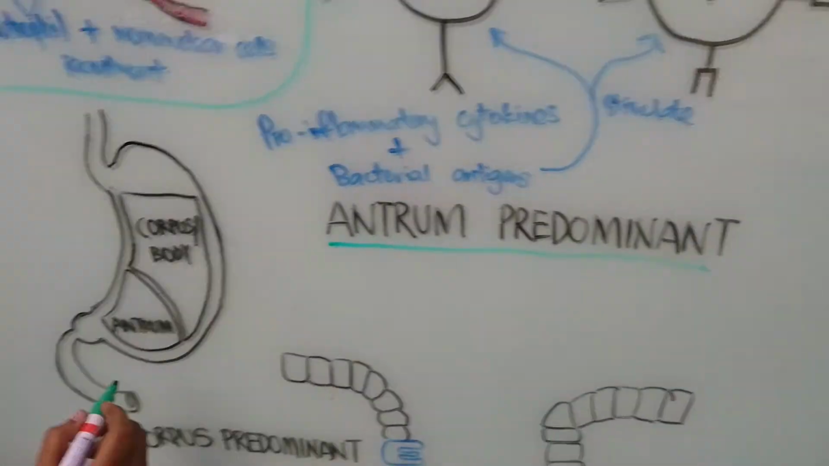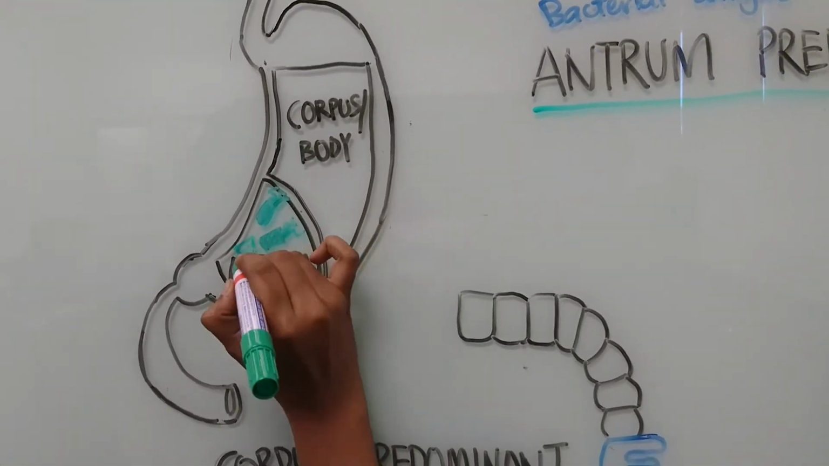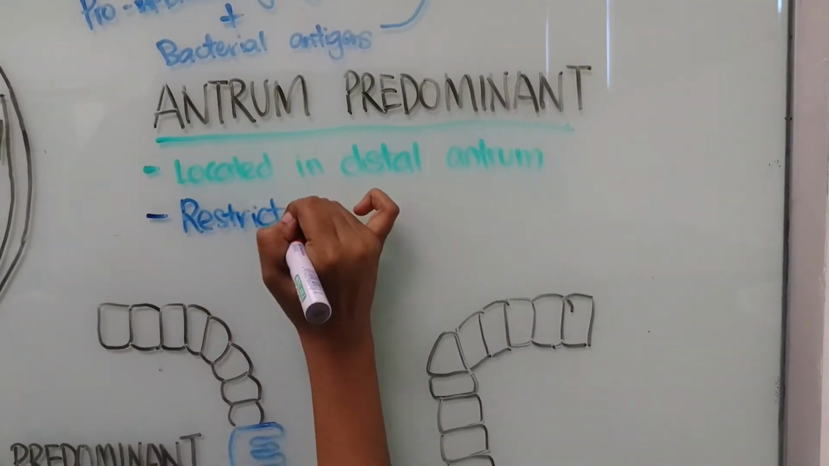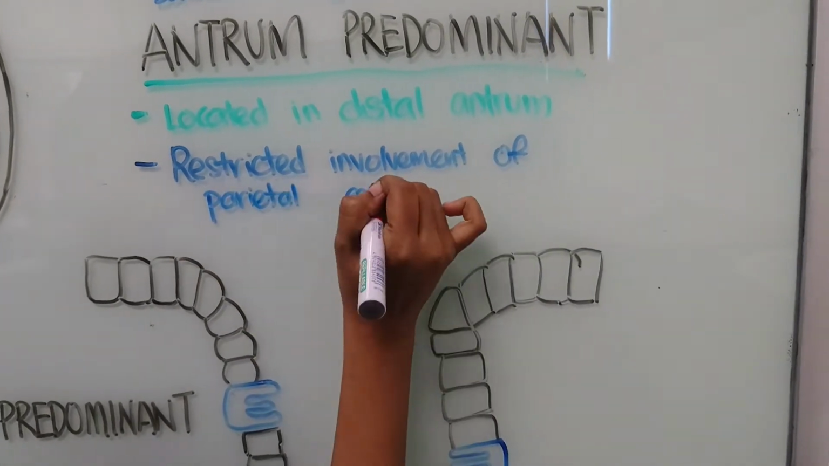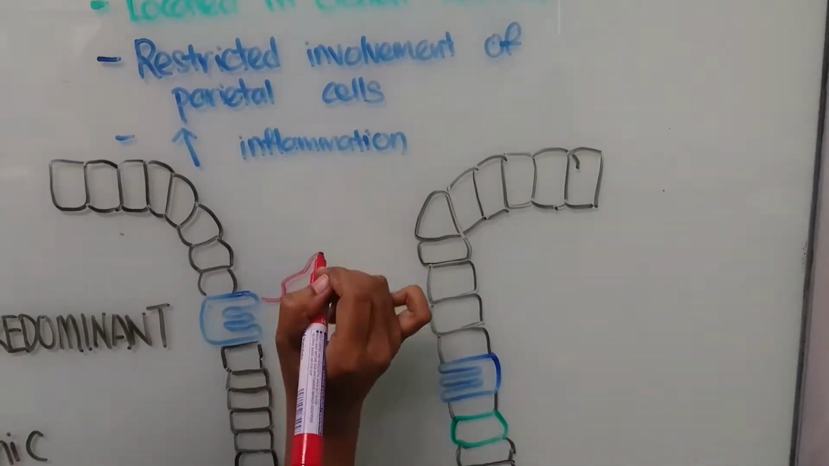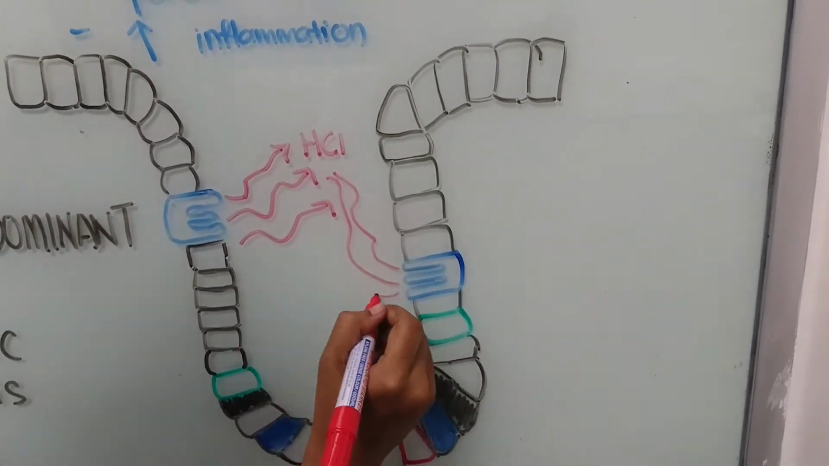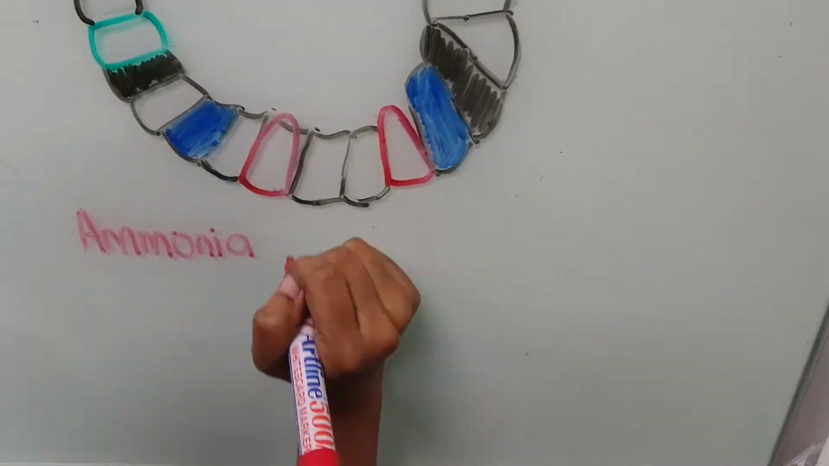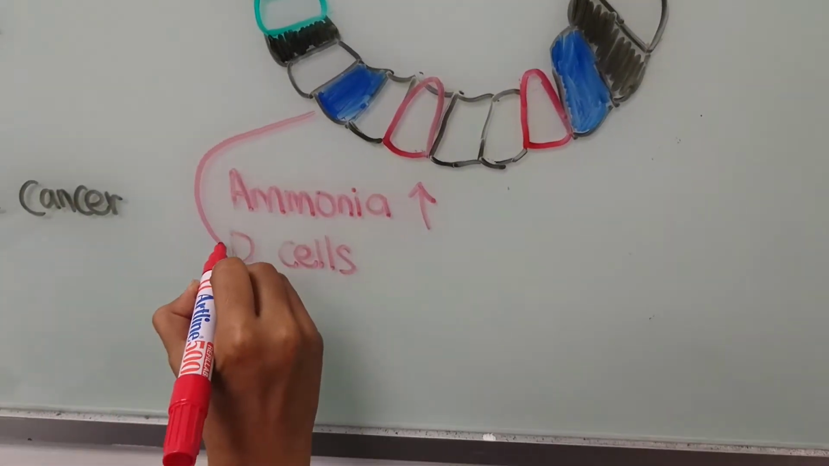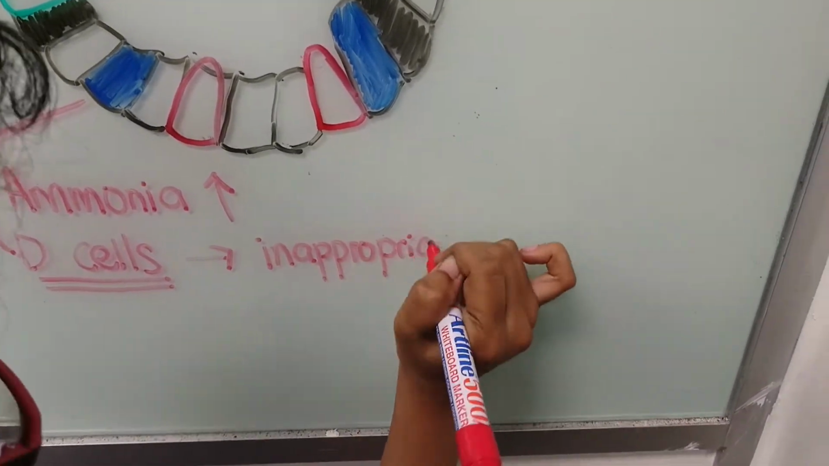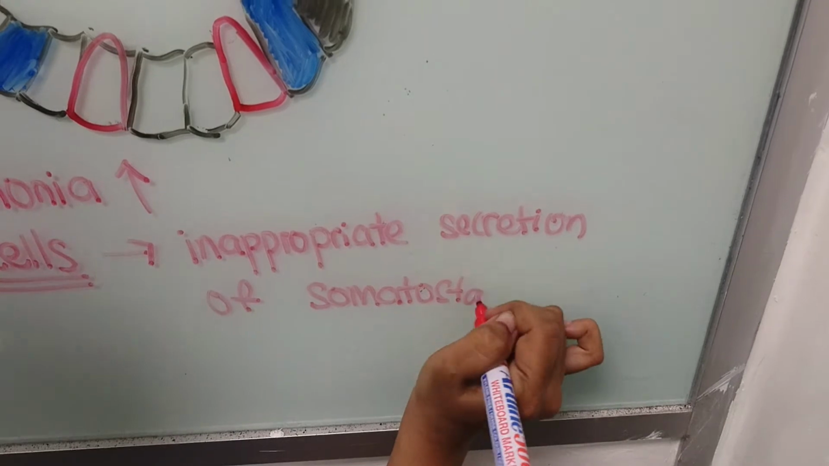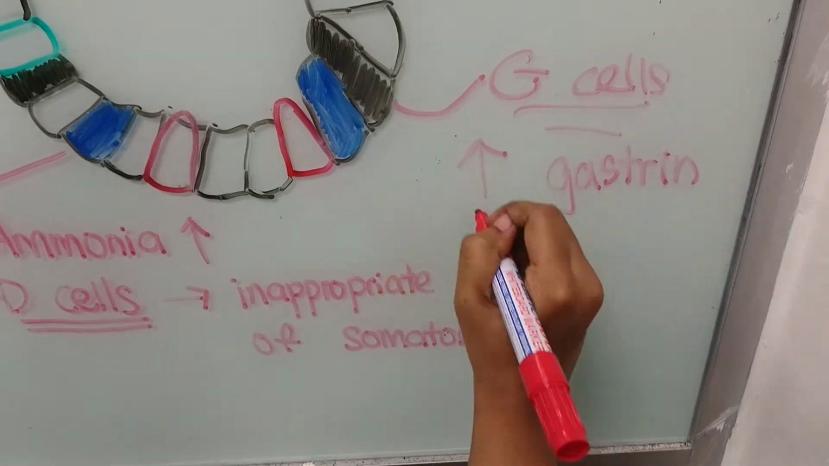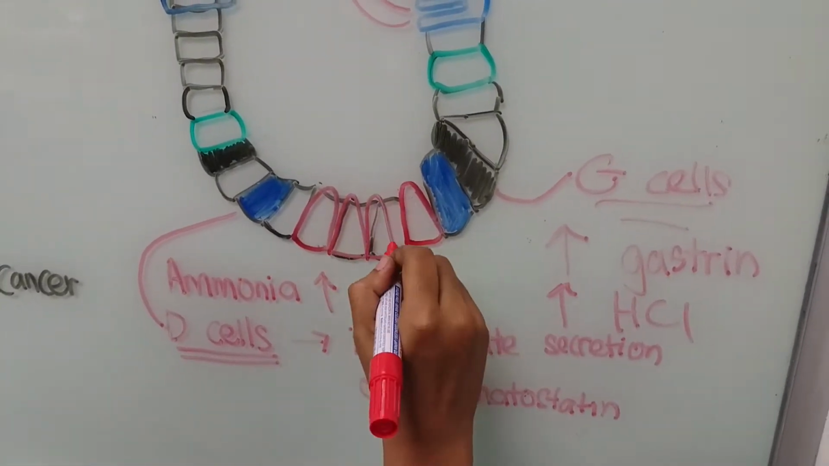Now there are two types of chronic active gastritis, but first let's talk about antrum predominant gastritis, where the H. pylori is concentrated in the distal antrum. Hence, the parietal cells are not involved to a greater extent, but due to the high inflammation, there is gastric acid hypersecretion from the parietal cells. On top of that, due to the increased ammonia accumulation on the antral glands and the gastric mucosa, the D cells are not able to detect the correct levels of gastric acid, hence release inappropriate secretion of somatostatin, which is responsible for the inhibition of HCl, and stimulate G cells to release gastrin, which causes gastric acid hypersecretion as well.